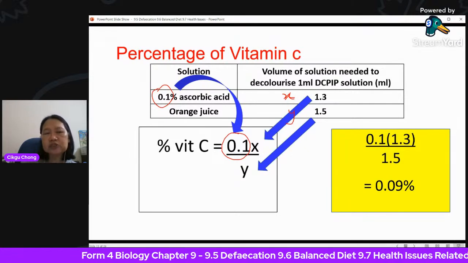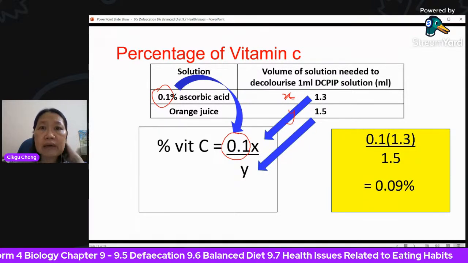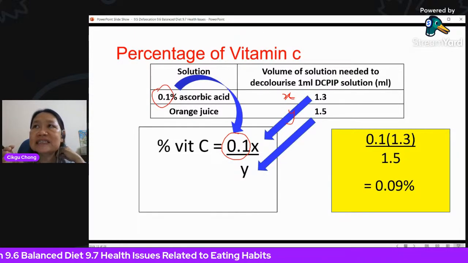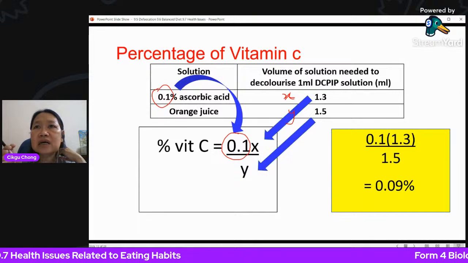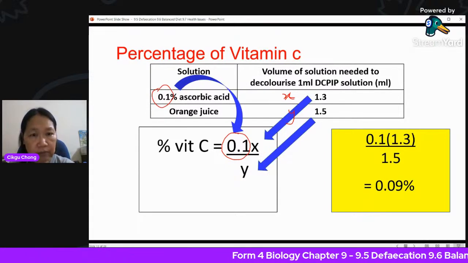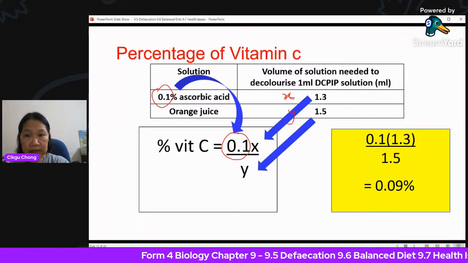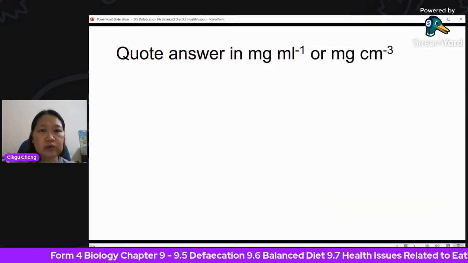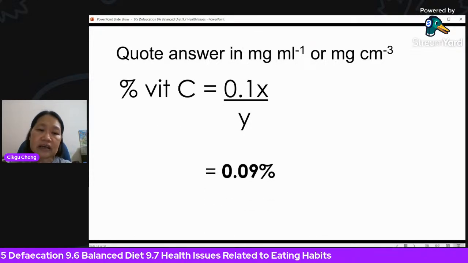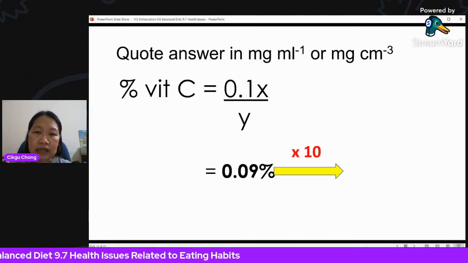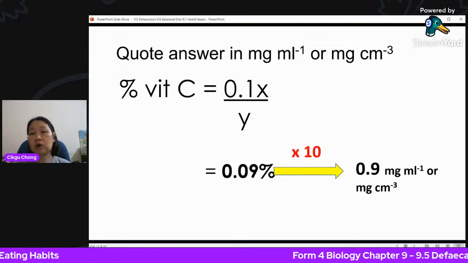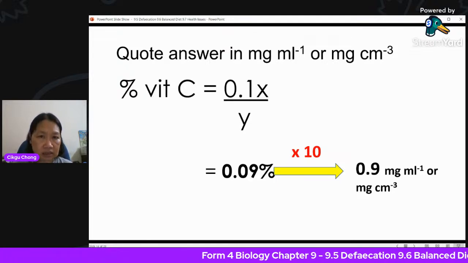Now, if your question asks you to quote in mg per ml, so look at the question carefully. Mg per ml or milligram per centimeter cube. Okay, then you can convert this. You can use this formula first. Your answer is 0.09%, right? Then you can convert it this way. You use your 0.09. Shortcut. You just times 10. Then your answer will be 0.9, and then it will be mg per ml or mg per centimeter cube.